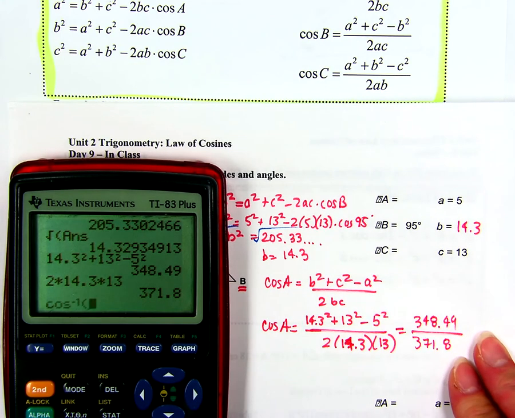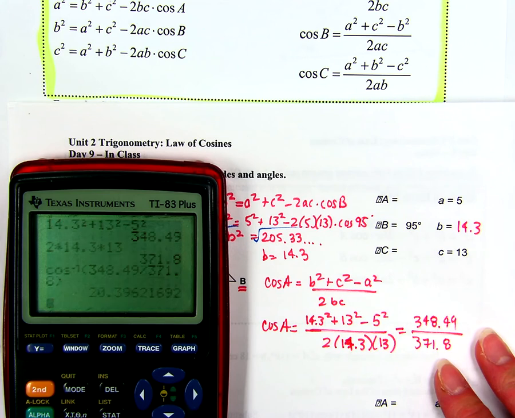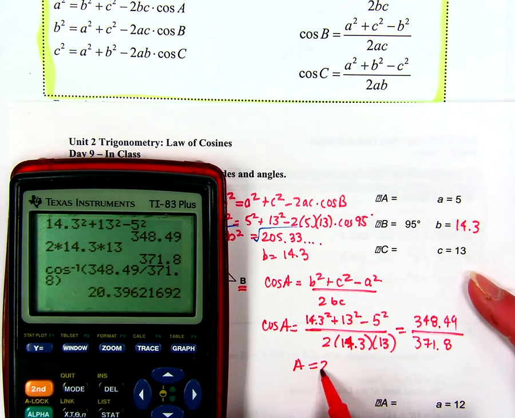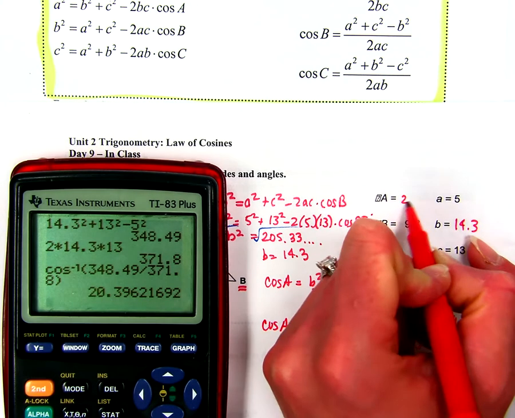So remember from a few days ago, if you're finding your angle, you do inverse cosine. So we're doing inverse cosine of 348.49 divided by 371.8. All right, so angle A is 20.4 degrees.